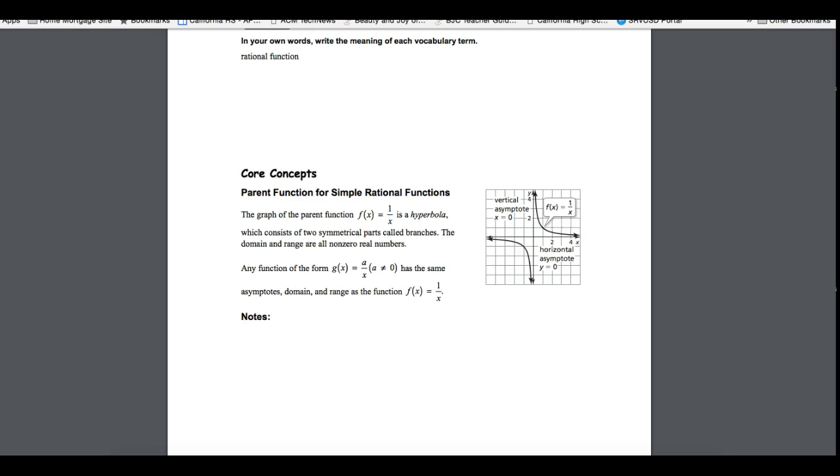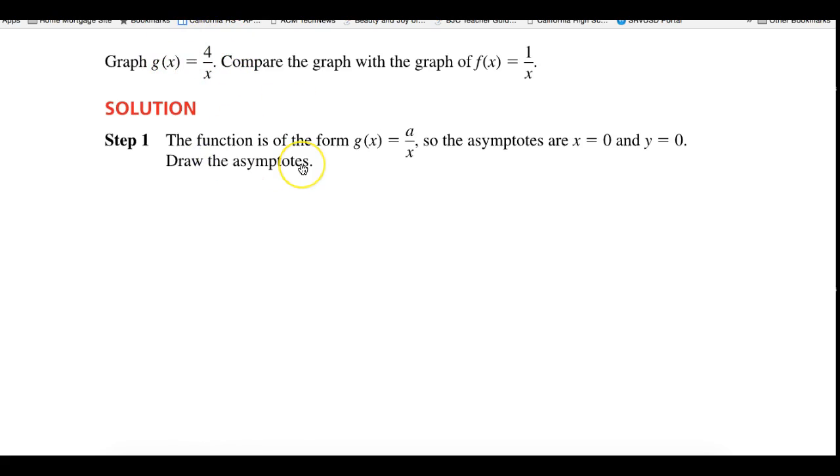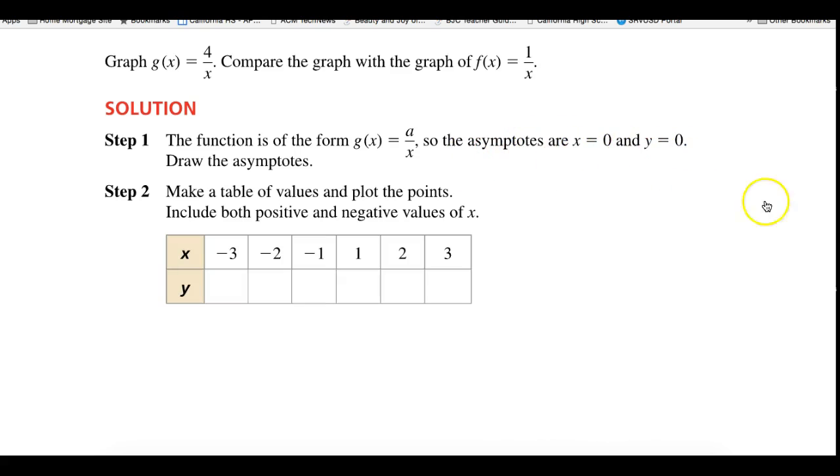So let's go back to our problem. How to graph one of these. Now that you know what the graph looks like, let's look at how we actually graph it. In order to graph 4 over x, we're going to want to make a table. We know that it's this form, a over x. We know we're going to have asymptotes at x equals 0 and y equals 0. So what we want to do is draw the asymptotes.